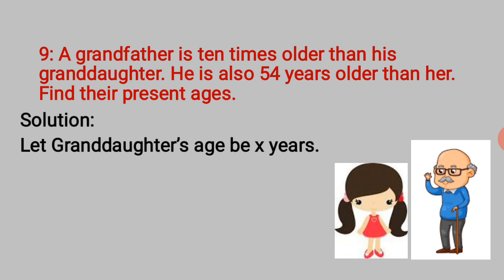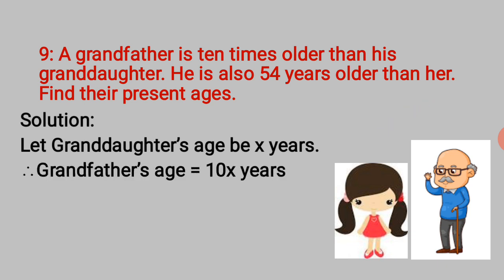Solution. Let the granddaughter's age be x years. Here, she is the younger one. We are considering the younger one's age to be x. That helps us to simplify things, and we don't get into difficulties later if we consider the younger one to be x. Obviously, now the grandfather is 10 times older, so his age will be 10x.